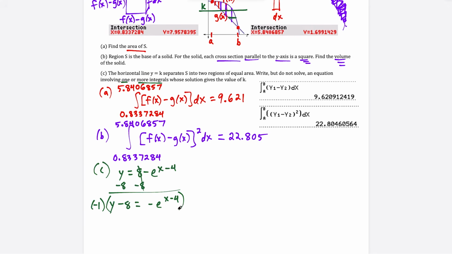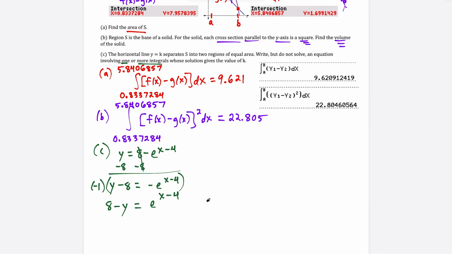So I'll just write it like this. And what we're going to have is negative 1 times y is minus y, and negative 1 times negative 8 is positive 8. So we have 8 minus y is equal to, and then this side just turns into e to the x minus 4. So then from this step, what we could do to get e to cancel out, we could take the natural log of both sides. So we have natural log of 8 minus y is equal to, and if I take the natural log of this side, notice once again I have natural log of e to the x minus 4, the natural log and e are just going to cancel out, giving us x minus 4.